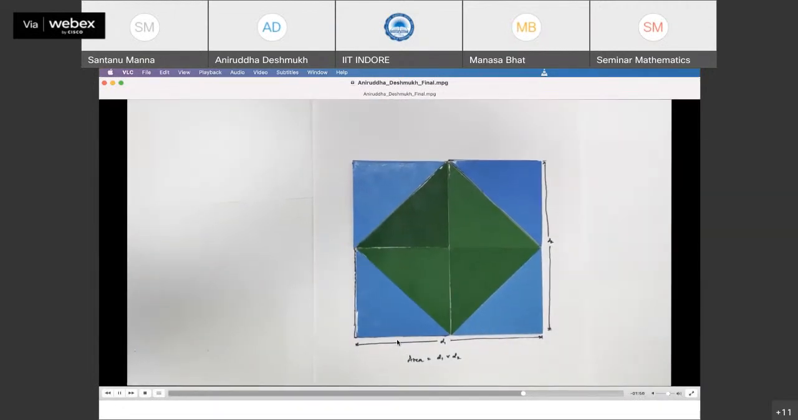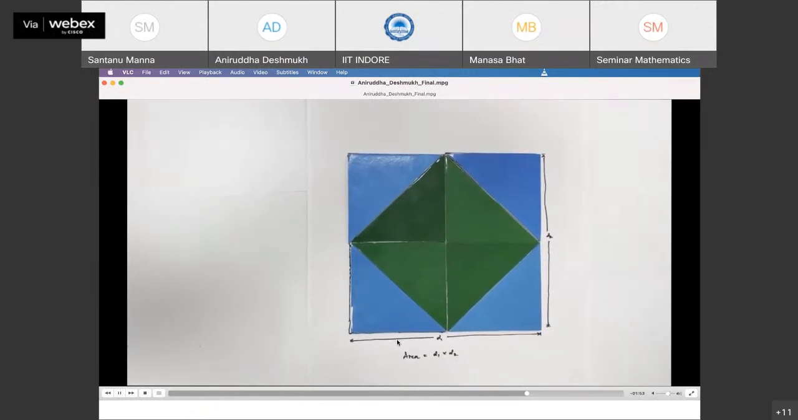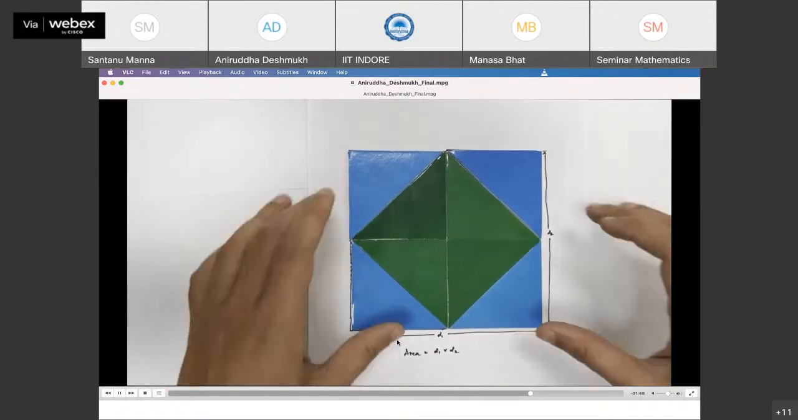Now that we have this rectangle, we know what its area is. Let us name one of the sides D1 and the other side D2. So the area is going to be D1 times D2. But what are these D1 and D2?